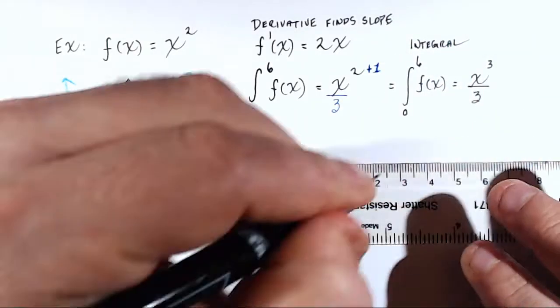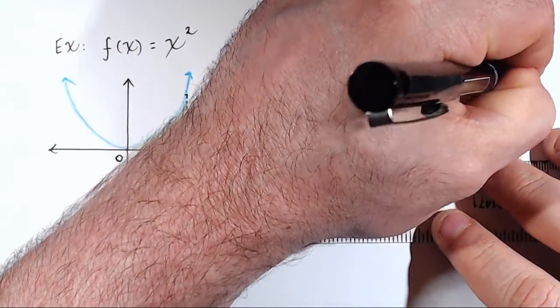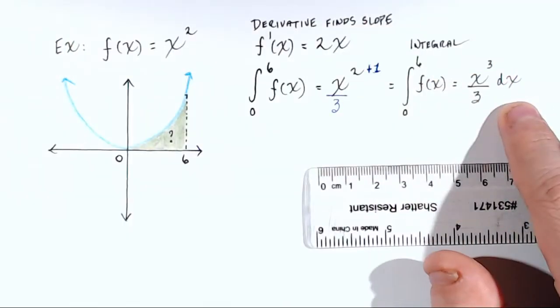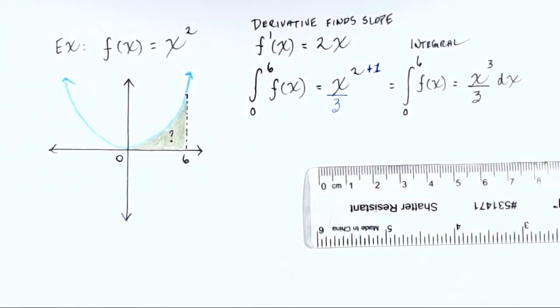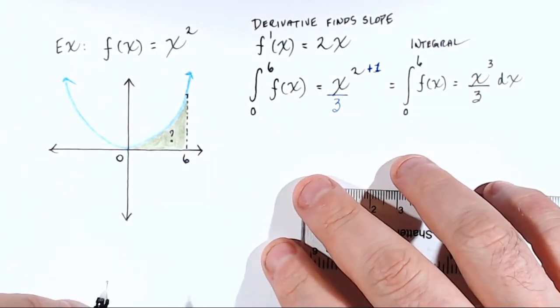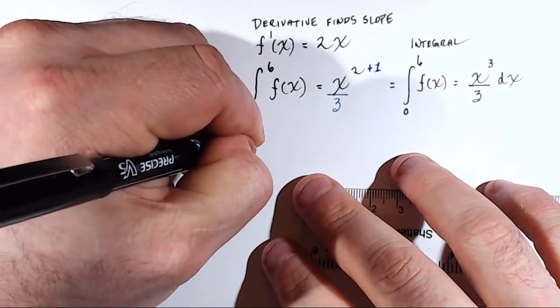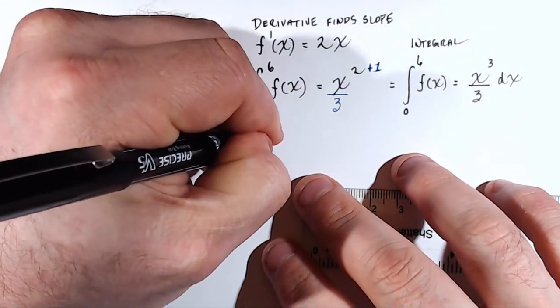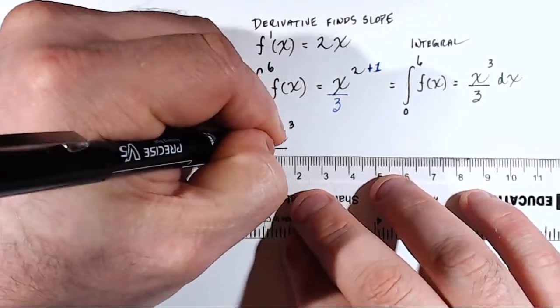Now, this little dx here is something we'll talk about in a later video. To get back from the integral to a derivative, you just have to take the derivative of the integral. So now we'll take f prime of x cubed over 3.